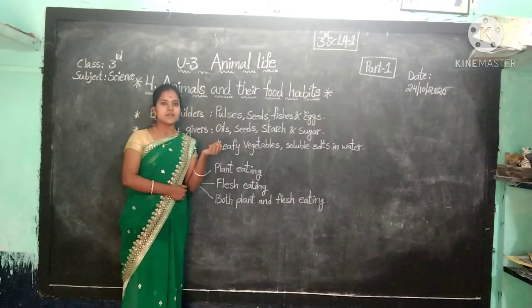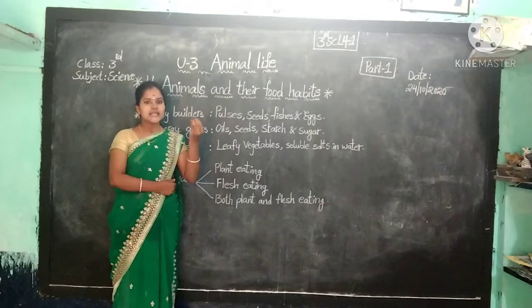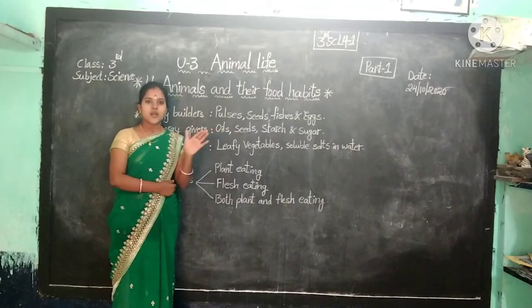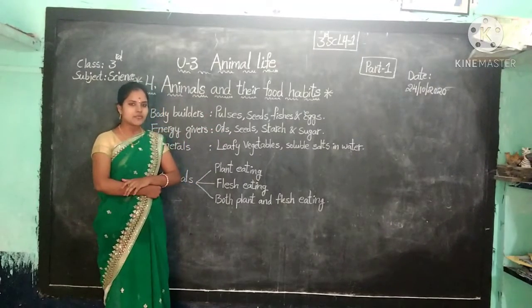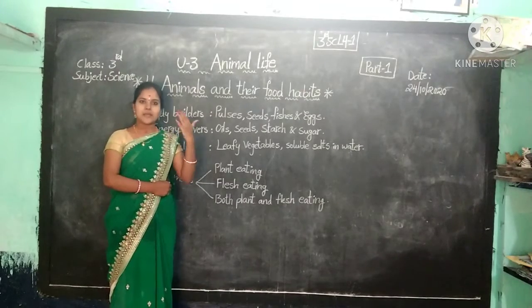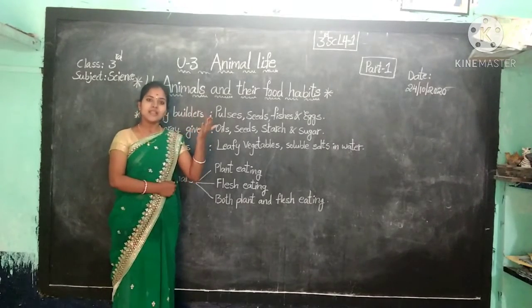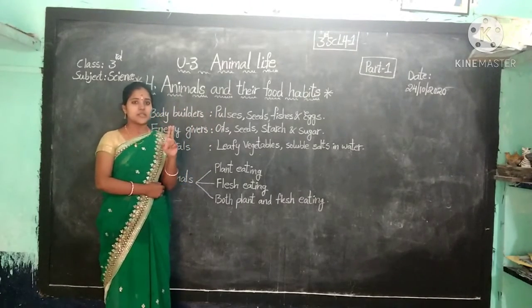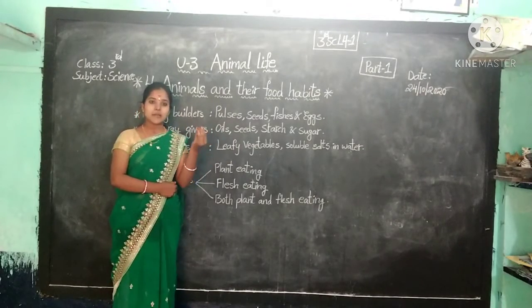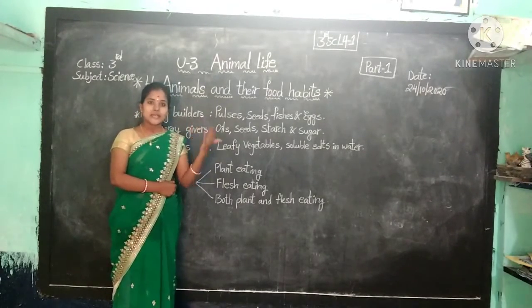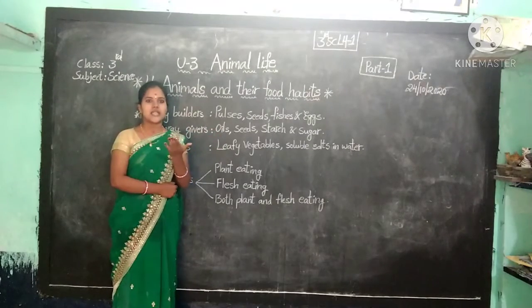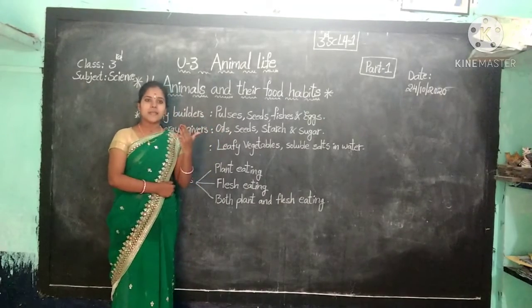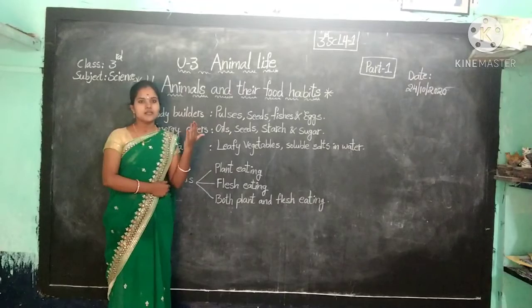And I will give another example. If you take an insect, insects are eaten by frog, and frog is eaten by snake. This process is called the food chain. Did you understand about the food chain, children? Small animals are eaten by big animals, and big animals are eaten by bigger animals. This system is called a food chain. In that, I gave two examples. Grass is eaten by rabbit, and rabbit is eaten by a lion. And another one, insects are eaten by frog, and frog is eaten by snake.